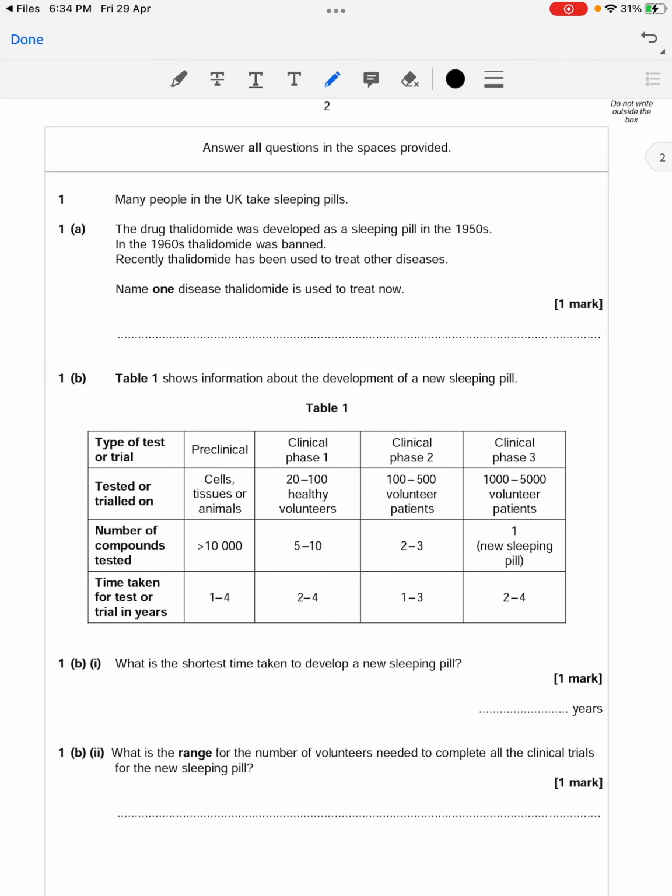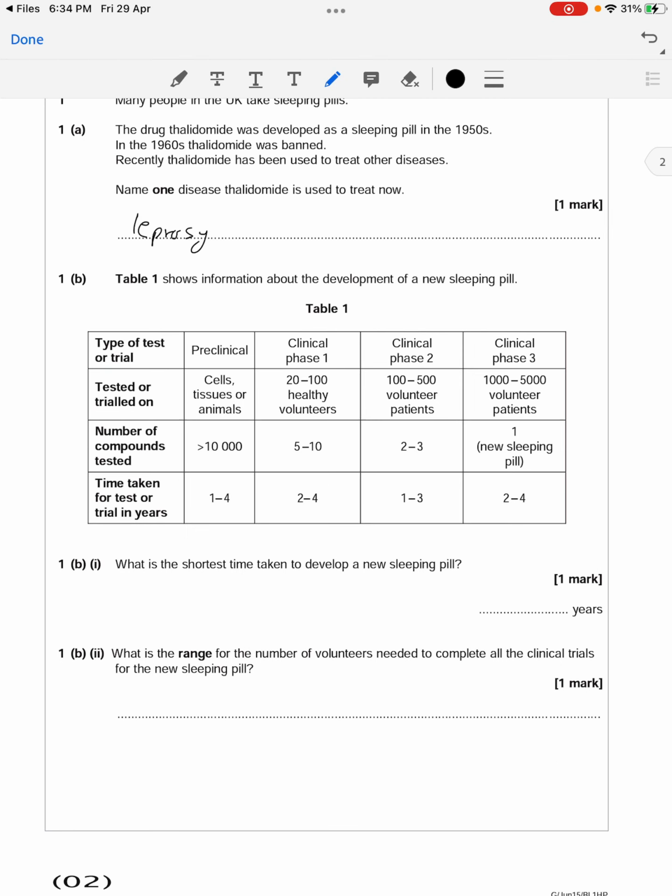Biology is mainly content learning. So basically, at the end of the day, learn your stuff. The answer is leprosy. Table 1 shows information about the development of a new sleeping pill. Now, what is the shortest time taken to develop a new sleeping pill?